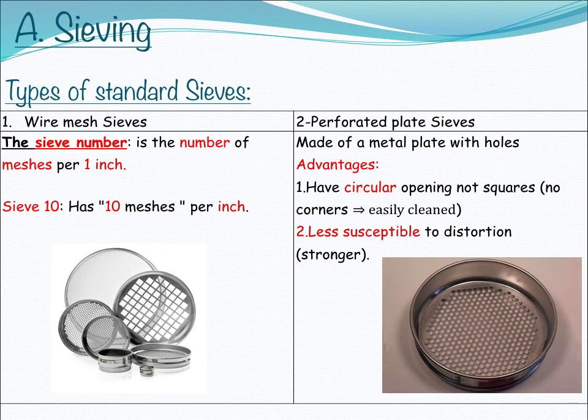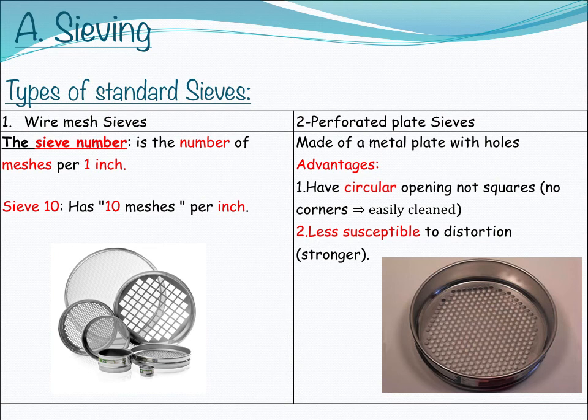So for example, if we have sieve 10, it means that we have 10 meshes or 10 openings in each inch. Sieve number 20 means we have 20 openings in 1 inch. So that's why sieve 100 has very small openings compared to sieve 10, because sieve 100 means we have 100 openings in every inch, while sieve 10 has only 10 openings in a single inch. So sieve 100 has smaller openings than sieve 10.